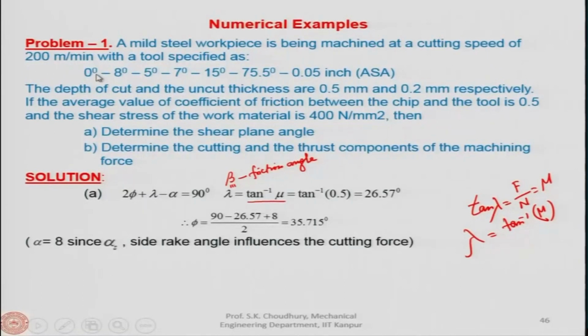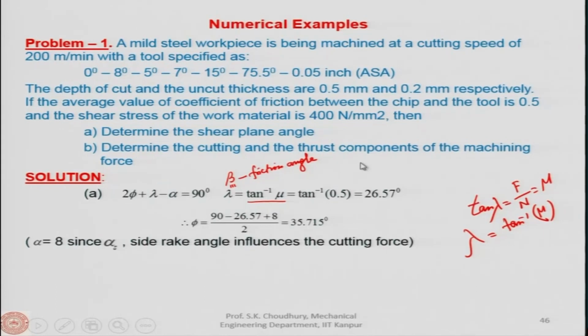So, alpha s is the factor which actually works here. In this example, alpha s is the one that we have to take, because it is responsible for the power consumption and the force. So, we are taking this value 8, but not this 0. Here it is the alpha. This is the lambda we found out, and therefore, we can find out phi is equal to 90 minus this, plus this lambda plus this, divided by 2, because that is 2 phi and so on. So, phi is equal to this. We found out the shear plane angle.